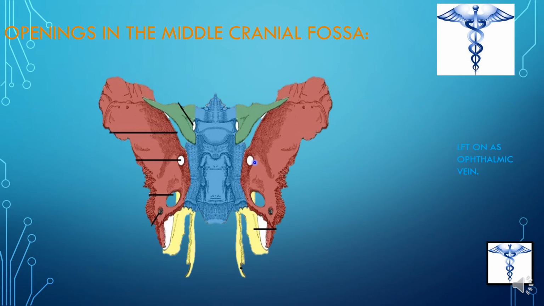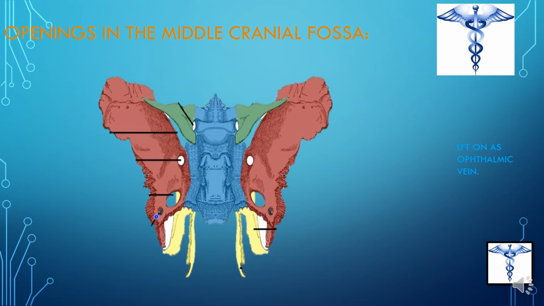Posterior to the superior orbital fissure lies the foramen rotundum, as rotundum means round in shape. Through this foramen rotundum, the maxillary nerve passes from the trigeminal ganglion to the pterygopalatine fossa. Posterolateral to the foramen rotundum lies the foramen ovale, through which the mandibular nerve passes. Posterolateral to the foramen ovale is the foramen spinosum, and the middle meningeal artery passes through this foramen spinosum.